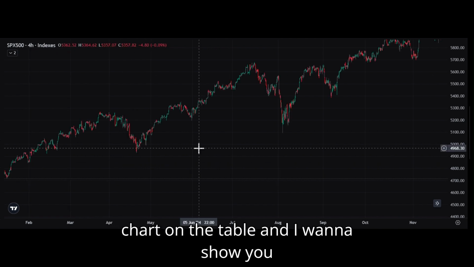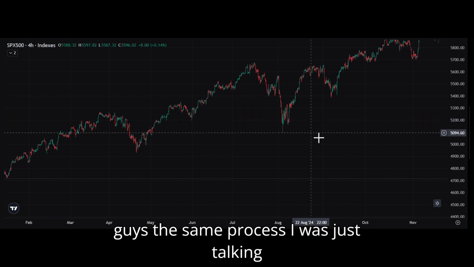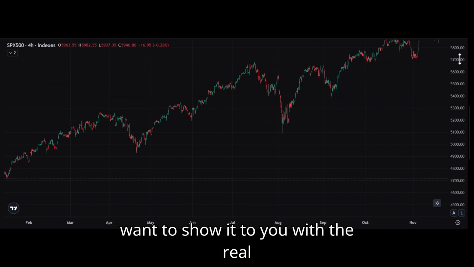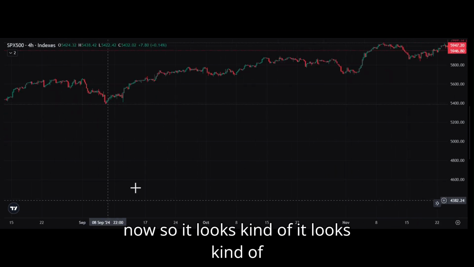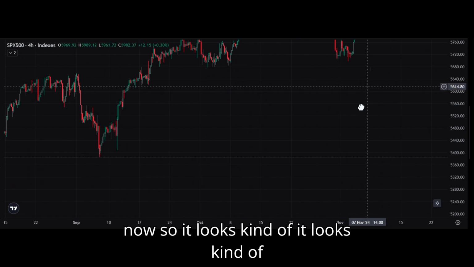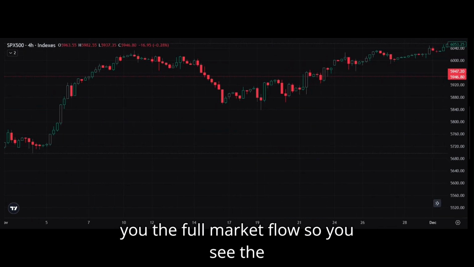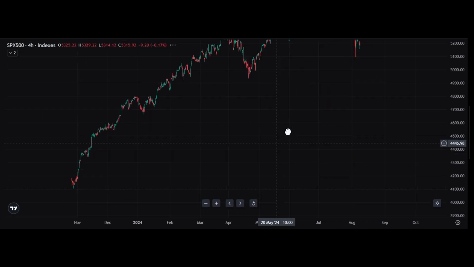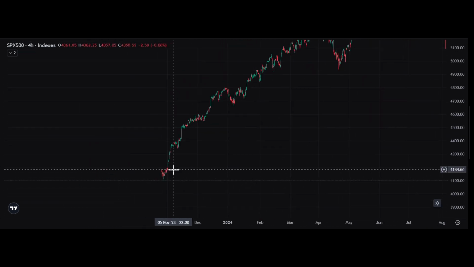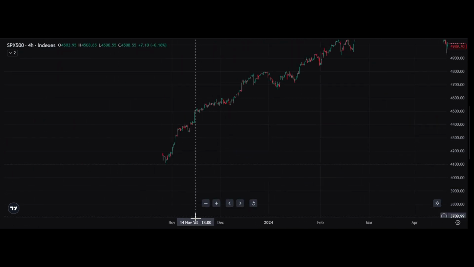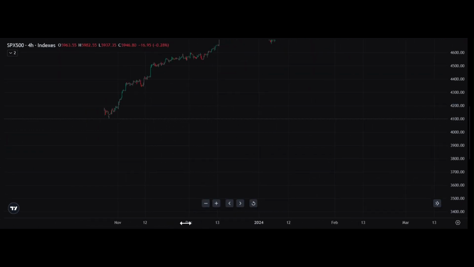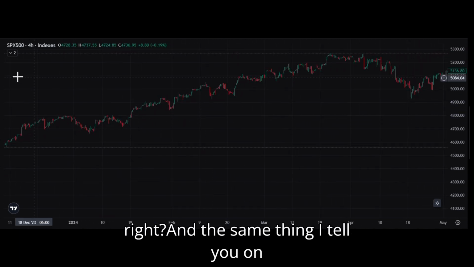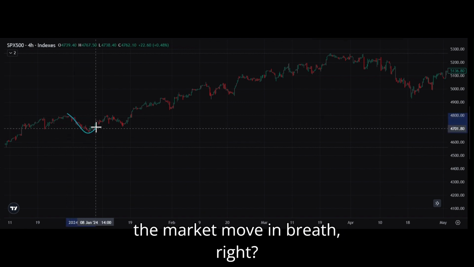So now we're going to put a chart on the table, and I want to show you guys the same process I was just talking about, but I want to show it to you with the real candles. I'm a little zoomed out right now, so it looks kind of skinny, but I wanted to show you the full market flow. So you see the candles. So you're seeing the whole market play, right? And it's the same thing I told you about how the market moves in breaths, right?